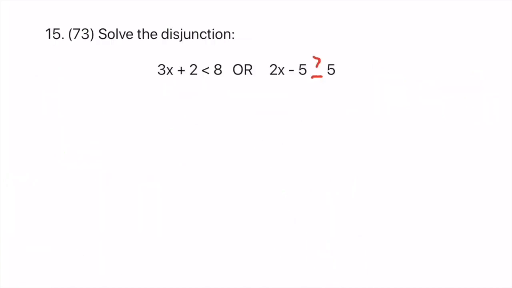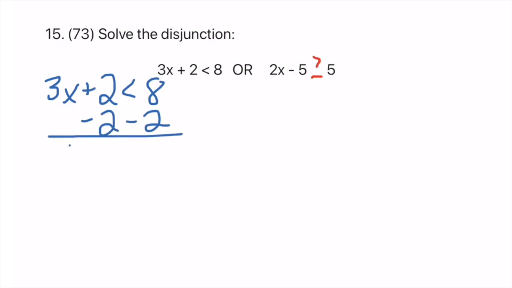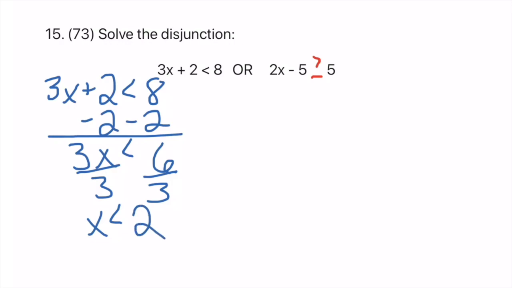Solve the disjunction. So we have to solve each of these inequalities, and then graph them on a number line. So let's start over here with 3x plus 2 is less than 8. I'm going to subtract 2 from both sides. So we have 3x is less than 6. Divide both sides by 3 to get x is less than 2.